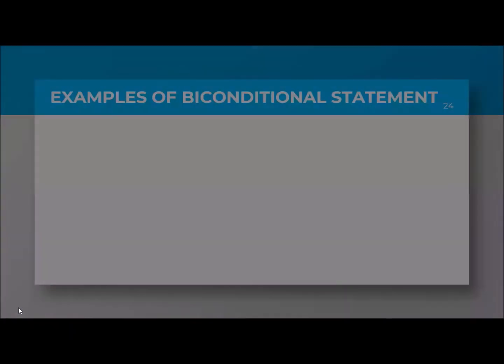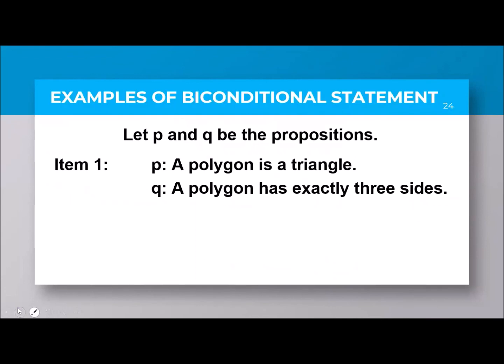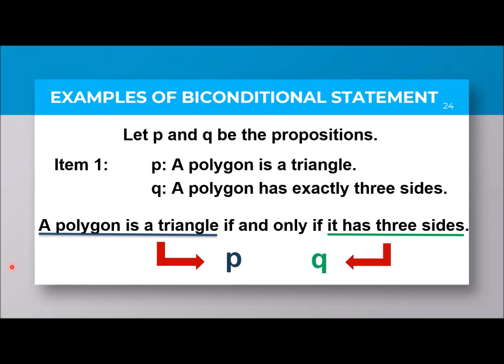Let's now proceed on having it in symbols. Let P and Q be the propositions. P, a polygon is a triangle. Q, a polygon has exactly 3 sides. What do you think is the correct symbol for a polygon is a triangle if and only if it has 3 sides? Again, a polygon is a triangle. That is letter P. It has three sides. That is Q. If and only if, the double-headed arrow. So that's as simple as that.